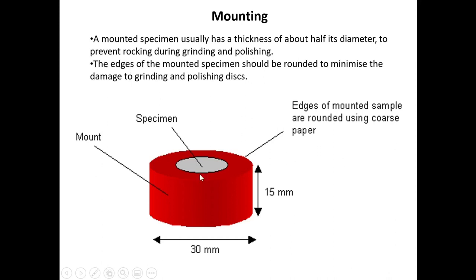Means you have to insert the specimen into some mold. So this mount is shown as it works as a mold for this specimen, as specimen is surrounded by this material, which will protect from vibrations that are going to create while grinding and polishing. The edge of mounted specimen should be rounded to minimize the damage to grinding and polishing discs. Okay, so the edges of mounted sample are rounded using coarse paper.